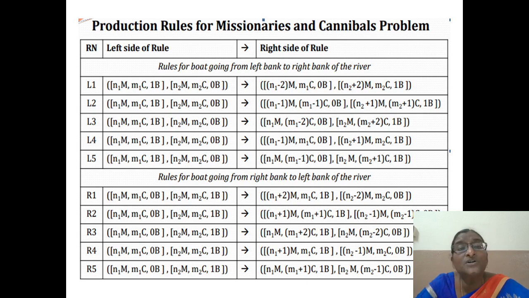Kindly take a picture or note down these rules so that you'll be able to understand the application of rules. In the solution part, I have only stated the rule number, that is either L1 or L2 or L3 or L4 or L5. So kindly make a note of this or take a screenshot so that you can follow it very easily later. Hope you took this screenshot.